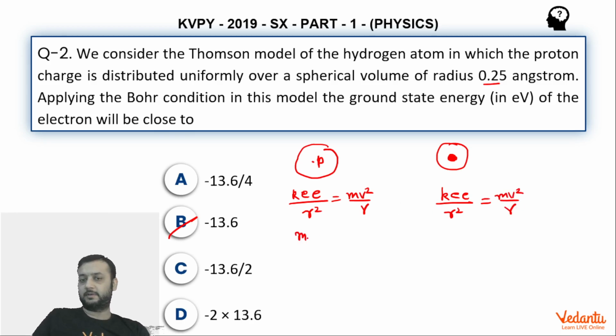And the second equation will be, of course, mvr equals nh upon 2 pi. This is the angular momentum quantization equation, which also remains the same. So if you are starting from the same two basic equations, the end result will also be the same, because the further mathematics will remain the same. Hence, ultimately the answer will also come out to be the same. So you can see there is no change in the energy of the electron in the ground state.